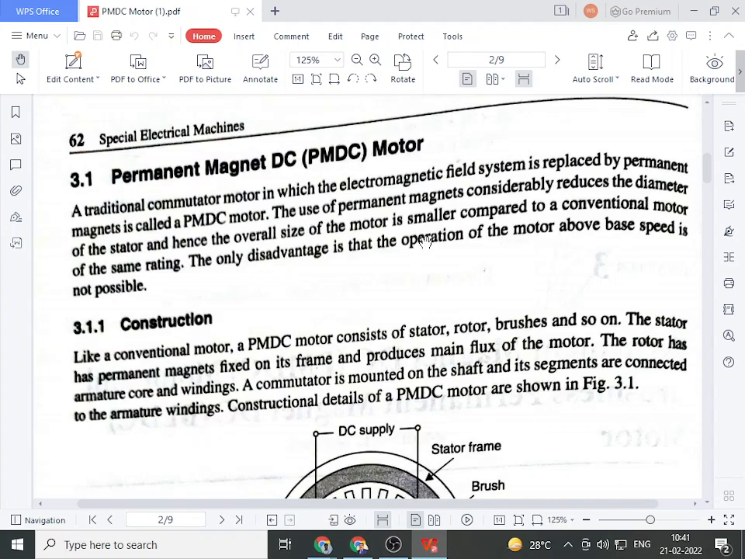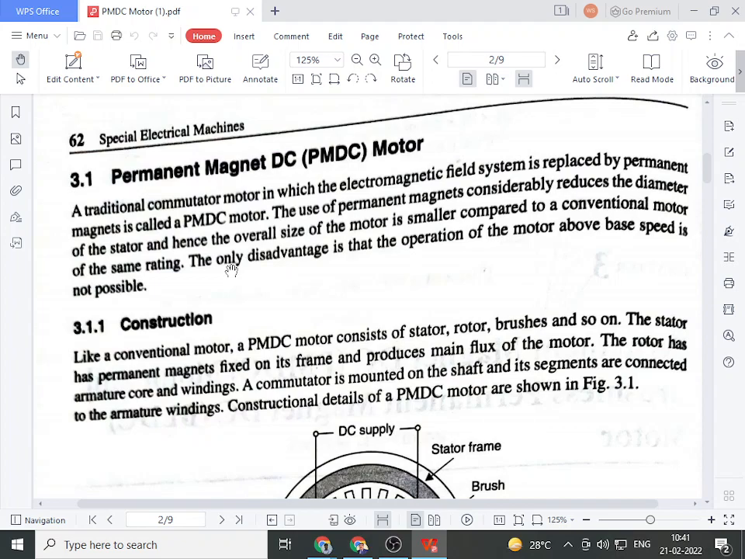Okay, so two magnetic poles with opposite polarities are used, and when we use permanent magnets for the field system, the overall size of the motor is reduced. One important disadvantage, the only disadvantage of the PMDC motor, is that we cannot use this motor for above rated speed applications. We can use this motor only up to rated speed or below rated speed.